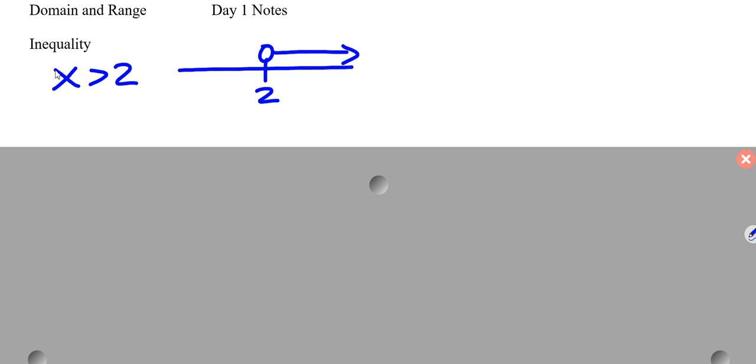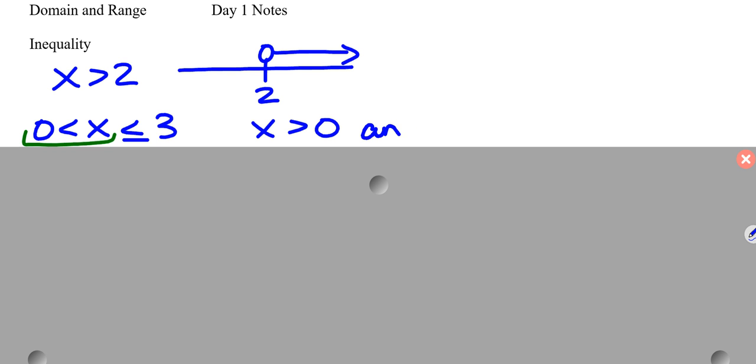Another thing to remember, if we have something like 0 is less than x is less than or equal to 3, that means we could also write this as x is greater than 0. So we just took this first part and we flipped it around, right? And then because it's all grouped together, we would use the word and we could say x is less than or equal to 3. So how we would graph this one is we have 0, we have 3, everything that is greater than 0 and less than or equal to 3.